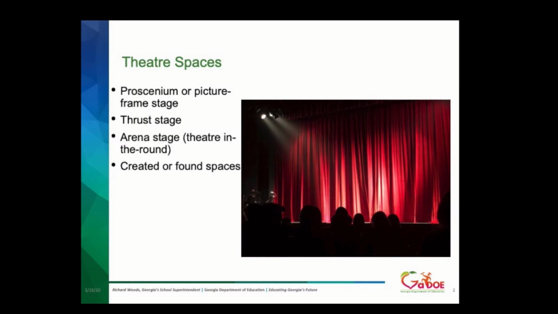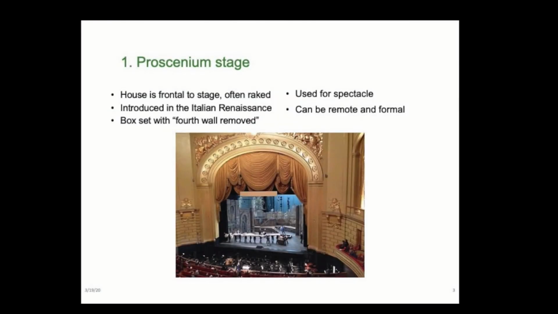Some of the most common forms of theater spaces include the proscenium or picture frame stage, the thrust stage, the arena stage or theater in the round, and created or found spaces. The proscenium stage. The proscenium stage is often called the picture frame stage because the proscenium arch frames the action taking place on the stage in the same way a picture frame places a border around a photograph. It is also commonly referred to as a box set with the 4th wall removed. This is because there are 3 walls surrounding the back and sides of the stage. The 4th wall would be where the proscenium arch is, facing the audience. Here there is often a curtain that is open to allow the audience to look in.